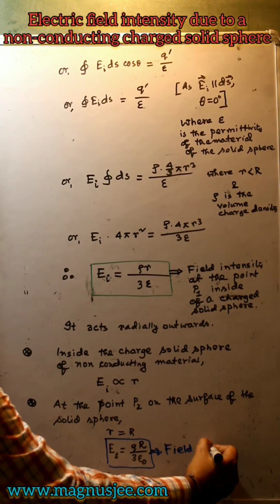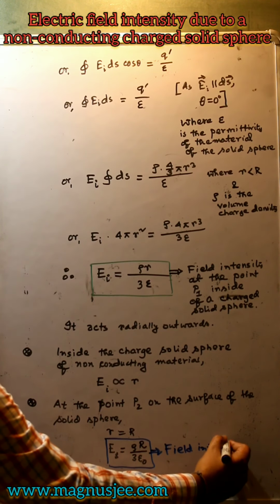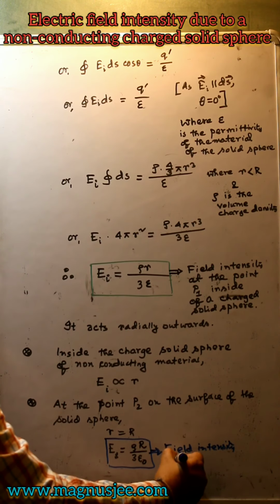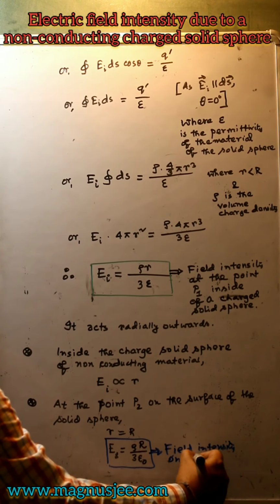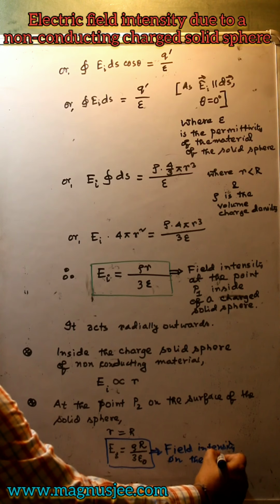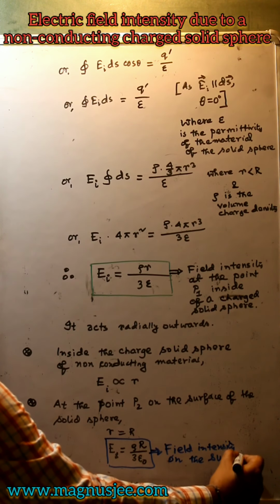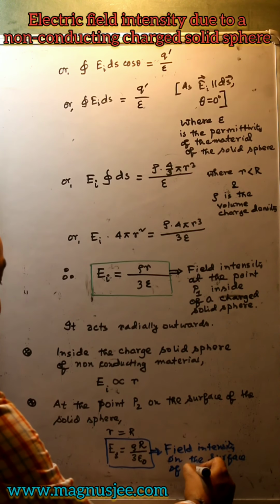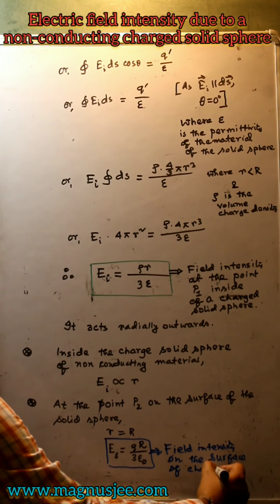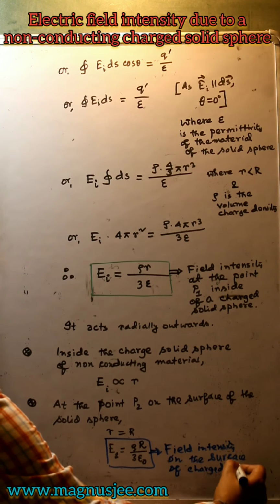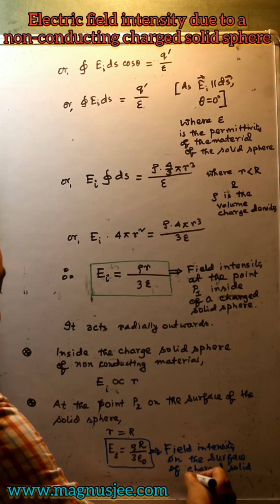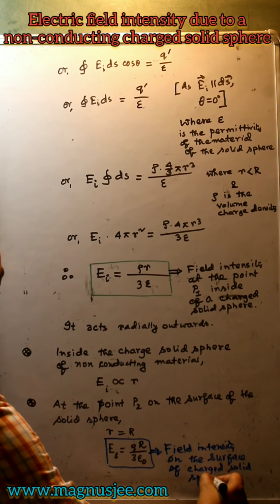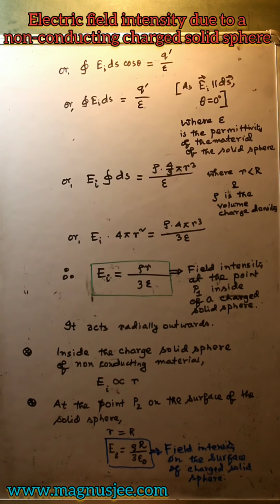Here we can write the field intensity on the surface of the charged solid sphere. Epsilon 0 is the permittivity of free space.